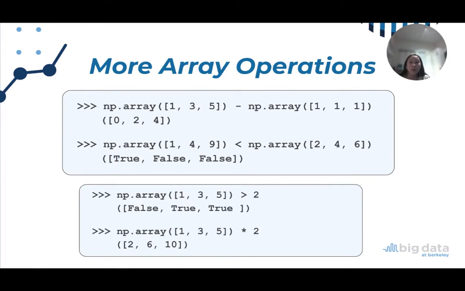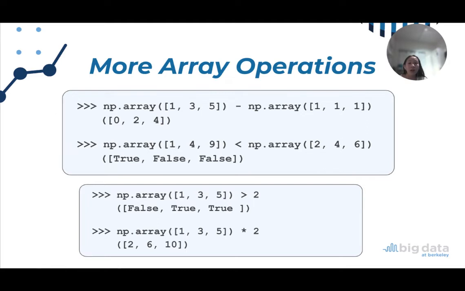And looking at some other array operations and comparing it to before, we can see that with arrays, we can now subtract values of different arrays, if they're the same length, and perform mathematical operations on them. So as you can see here, np.array([1,3,5]) subtracted by np.array([1,1,1]) would result in an array that is 0, 2, and 4. This is because 1 minus 1 is 0, 3 minus 1 is 2, and 5 minus 1 is 4.